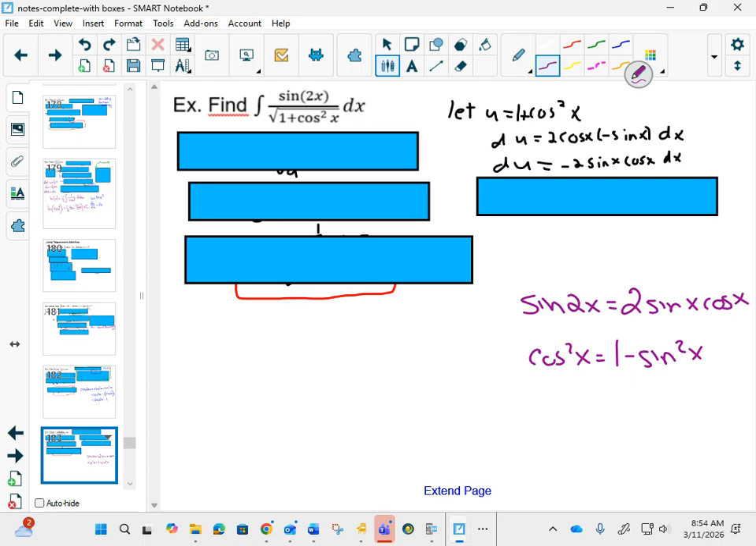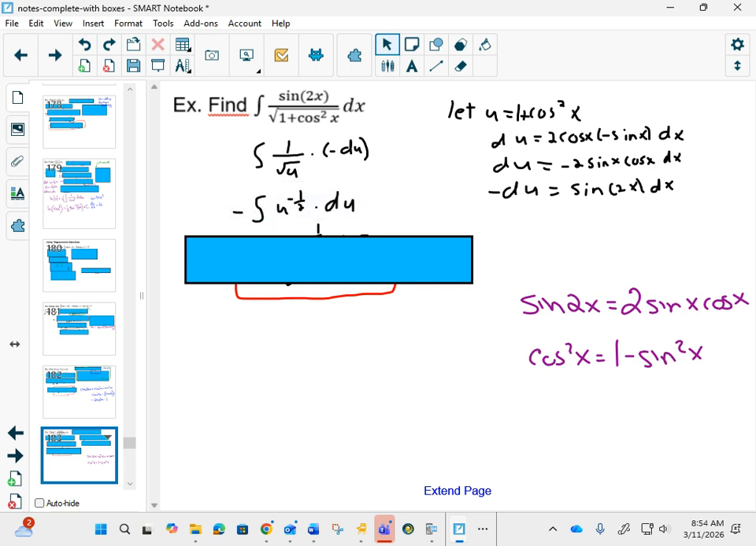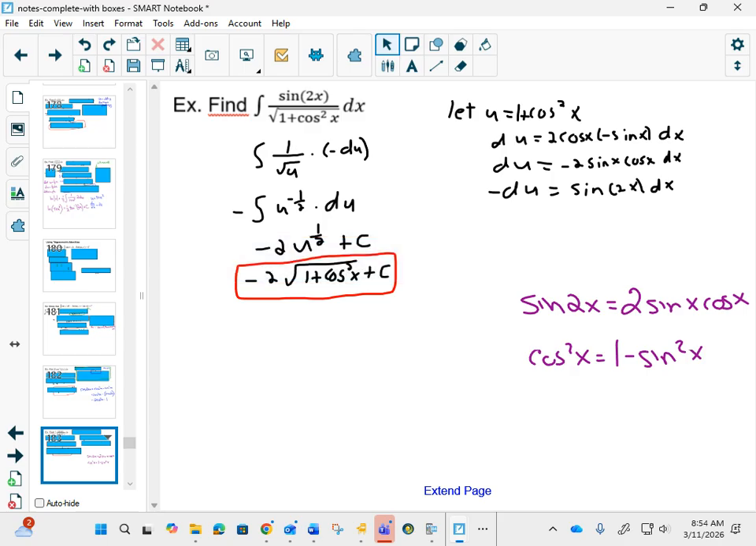Like, hey, I have a 2 sine x cos x with a negative. That means negative du would be sine 2x dx. And with that substitution, my integral becomes easier. Right? This is u to the negative a half. How do we do powers? Add 1 to the exponent and divide by the exponent. So if I add 1 to negative 1/2, I'm going to get positive 1/2. Divide by a half, which is the same as multiplying by 2.